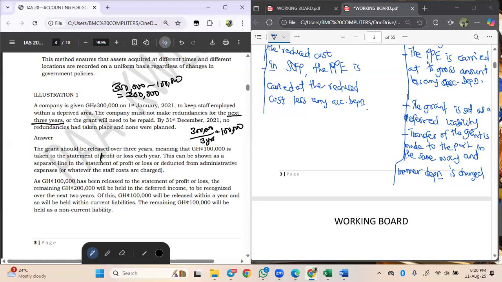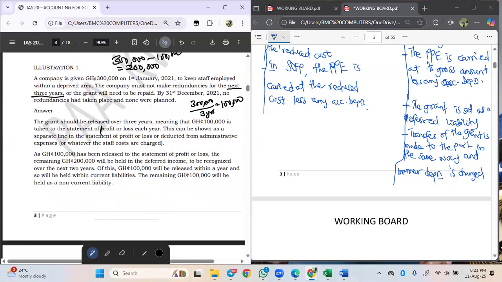So here, we are going to recognize the remaining 200 as a deferred income, as a liability, because we've not earned it. Although we have the grant, we've not earned it. Okay, because we said we recognize it when you earn it. All right. So this 200,000, you are going to split it into the current portion and the non-current liability. So let's look at how this one is done.